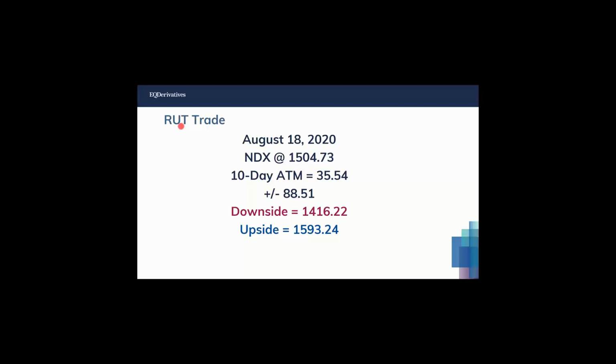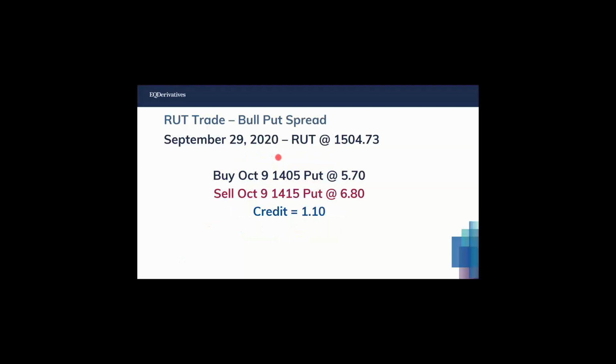But 10-day at the money implied volatility back on August 18th, and it says NDX. I always find one of these. It says NDX. That should say RUT. 10-day at the money, 35.54 implied volatility. You convert that, gives you up or down 88.5 points basically. So we got downside of 14.16 and upside of 15.93.